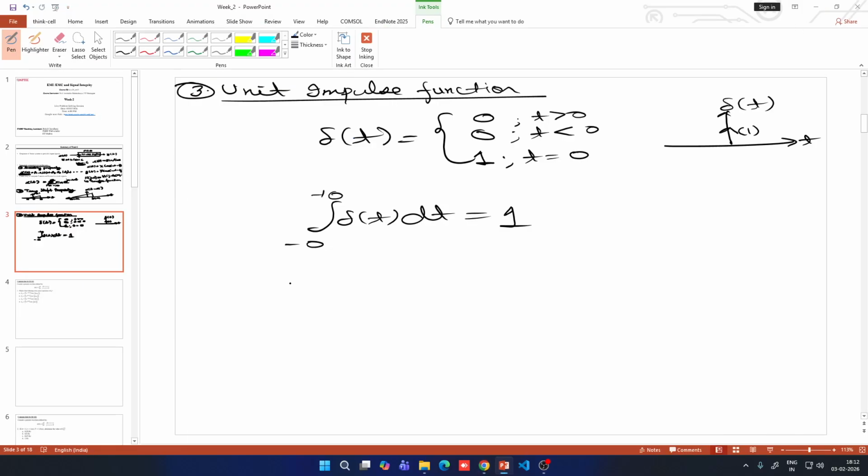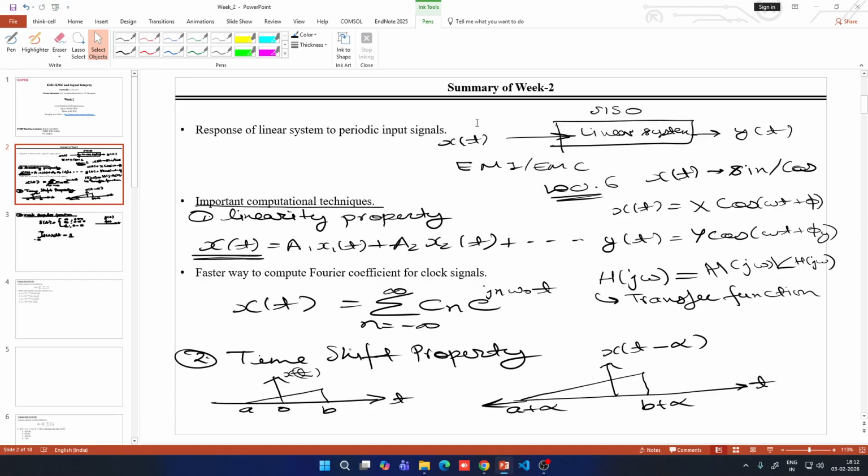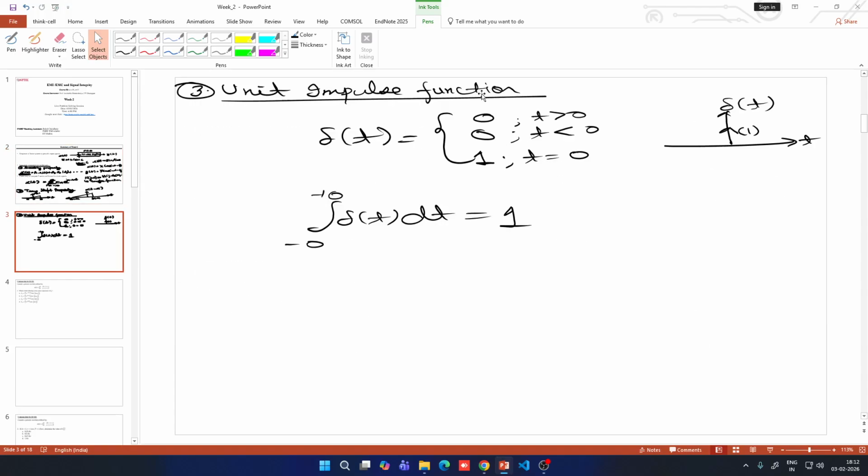So for those who have joined now, we are going through the summary of what has been covered in week 2. We are discussing the important computational techniques that the professor discussed in lecture 7. The three properties he discussed for signals and systems are the linearity property, the time shifting property, and the unit impulse function.